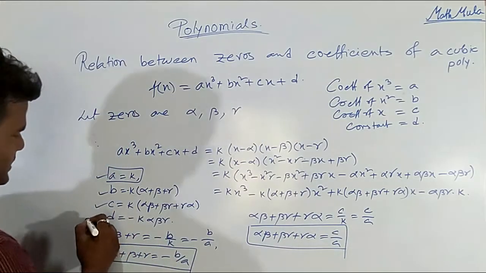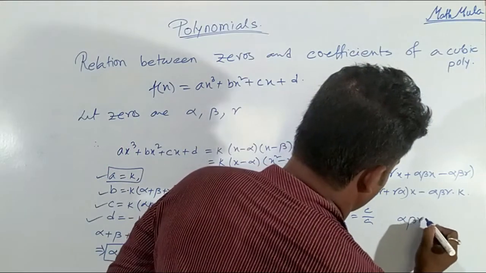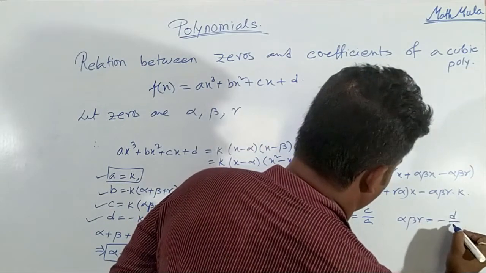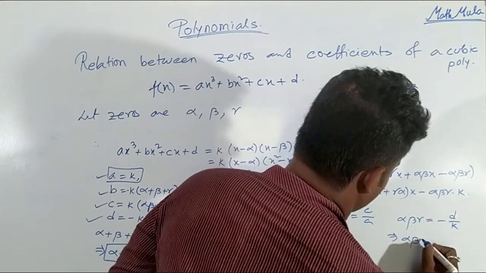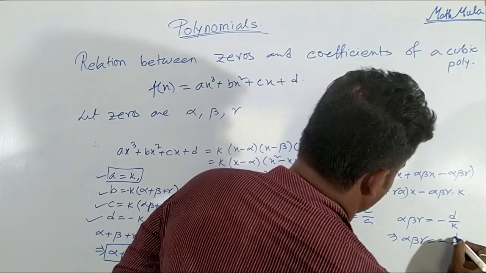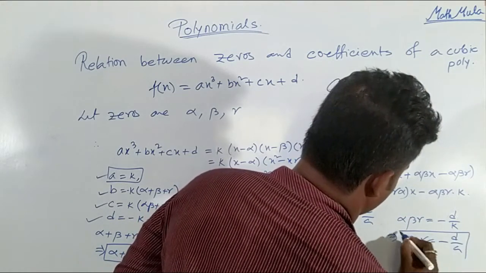And from the fourth equation, alpha beta gamma is equal to minus d by k. That implies alpha beta gamma equals minus d by a. And this is the third relation.